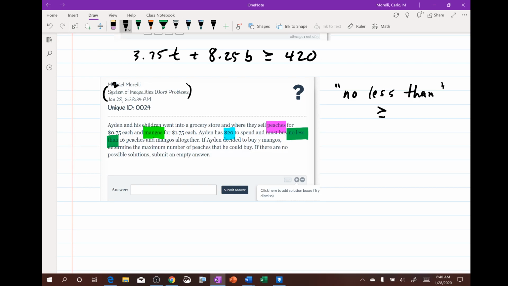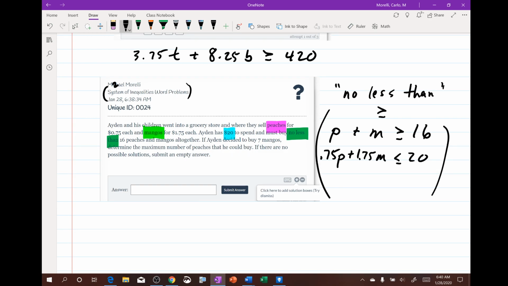Now, no less than, okay, that's going to be greater than or equal to. So if you add up peaches and mangoes, this guy has to buy at least 16 fruits. But he can't spend more than $20. So now we have a second one where it's going to be less than or equal to $20. And the peaches cost 75 cents. And the mangoes cost $1.75. So there's your 2 right here. There's your 2 inequalities. P plus M greater than or equal to 16. 0.75P plus 1.75M less than or equal to 20.